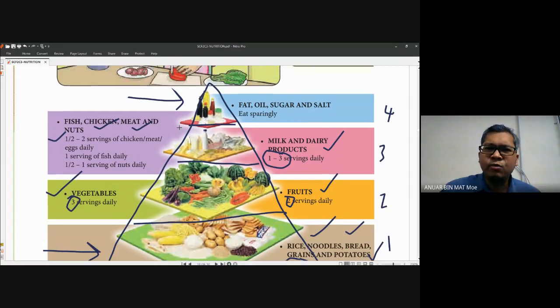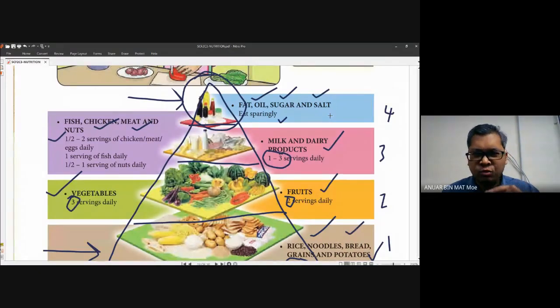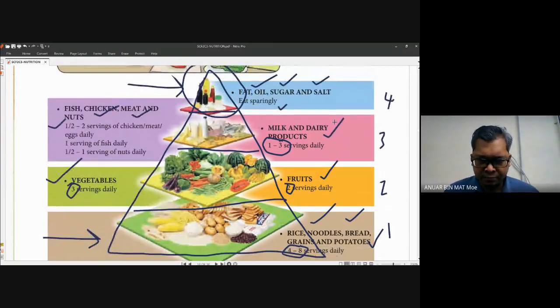Okay, and then the last one at the top, we must eat sparingly. For example, fat, oil, sugar, and salt. You need to take as little as we can. Okay, this is what we call a food pyramid.